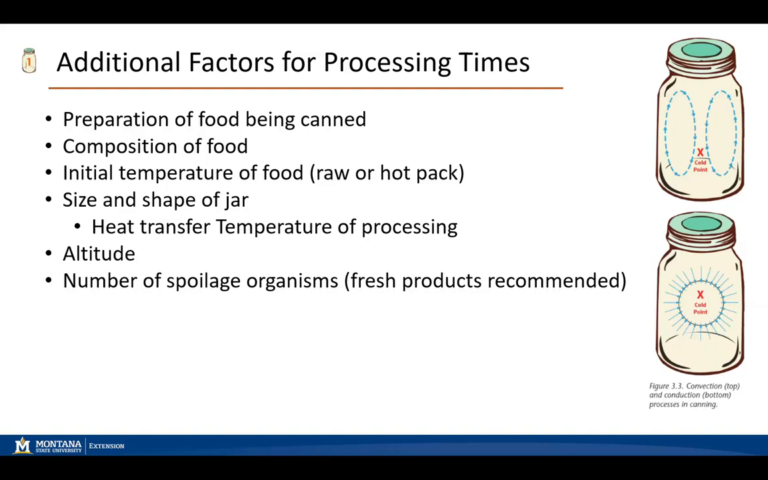Altitude also plays a role in the temperature at which water boils. It is important to adjust for altitude when canning. And the number of spoilage organisms, or how fresh a product is. If the food has begun to decompose or decay, the processing time may not kill all of the spoilage organisms.